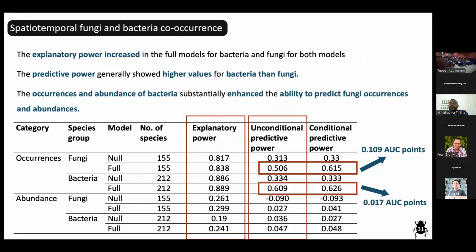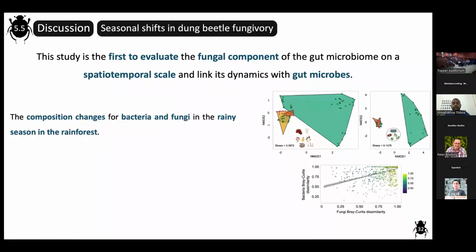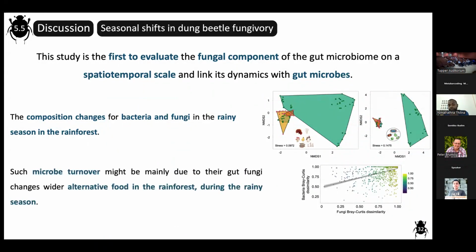So therefore, it's clearly highlighting that the occurrence of the fungi is mostly driven by the occurrence of the bacteria. So when we look at our results, this is the very first study looking at whether the dung beetle fungal component is changing across the spatial temporal scale, and how it's actually aided by the bacterial changes. The fungi composition and also the bacteria composition is different, and also higher in the rainy season rainforest. And we assume that the microbe turnover is facilitating dung beetle for such changes in the fungal community.